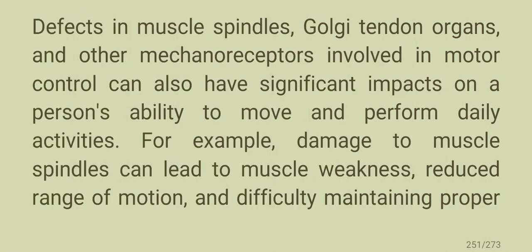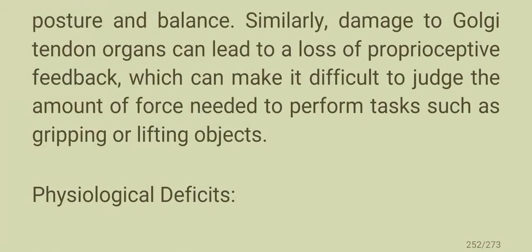Then motor defects: muscle spindles, Golgi tendon organs, and other mechanoreceptors involved in motor control can also have significant impacts on a person's ability to move and perform daily activities. For example, damage to muscle spindles can lead to muscle weakness, reduced range of motion, and difficulty maintaining proper posture and balance. Similarly, damage to Golgi tendon organs can lead to a loss of proprioceptive feedback, which can make it difficult to judge the amount of force needed to perform tasks such as gripping or lifting objects.